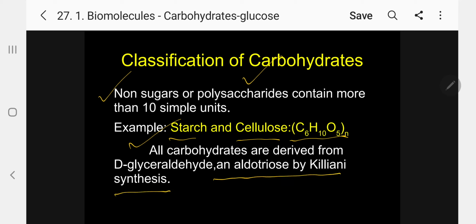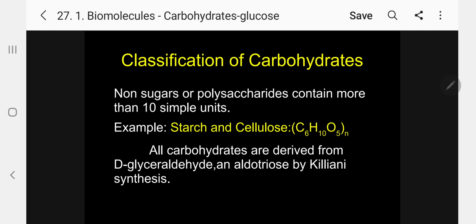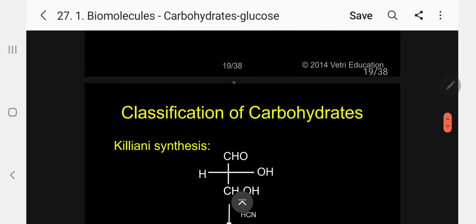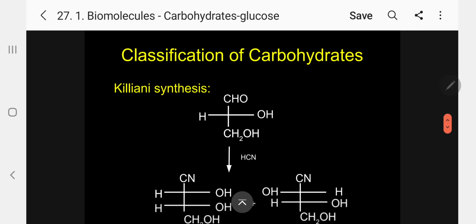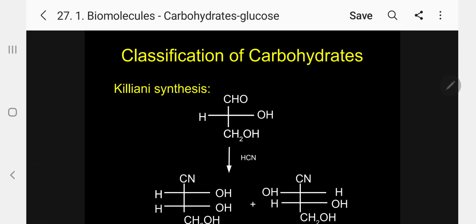So, my dear students, this Kiliani synthesis you must know to understand how carbohydrates are developed in the laboratory, and to understand the structure of all carbohydrates. We have to thank Kiliani for giving this idea. So, take now glyceraldehyde. This is D-glyceraldehyde. As you know already, the configuration has OH on the right side, an optically active compound.